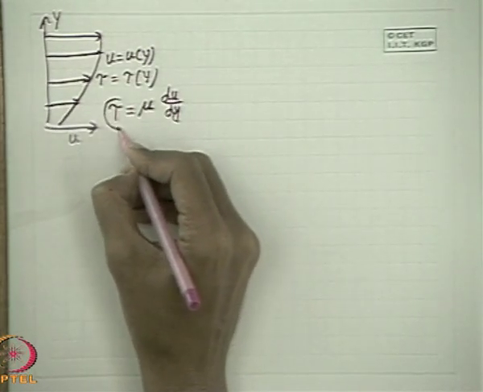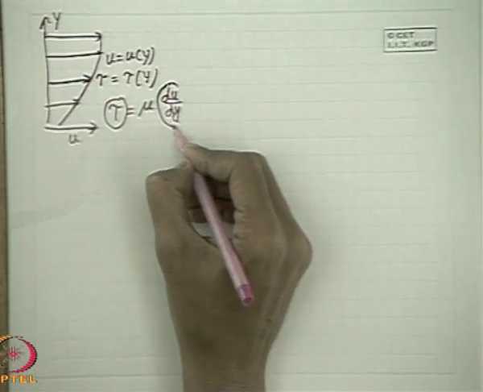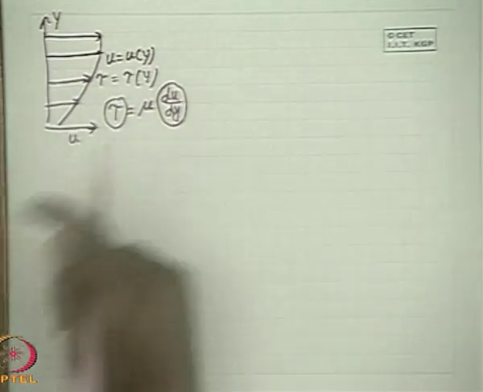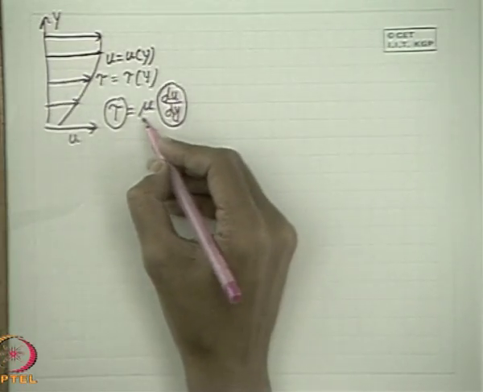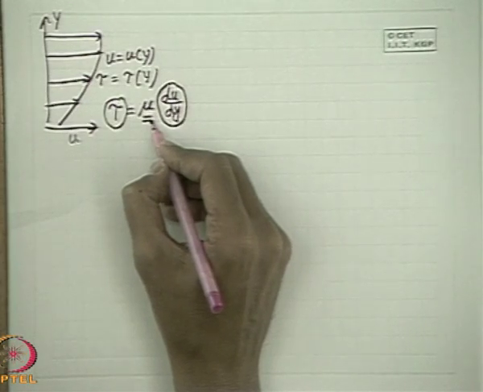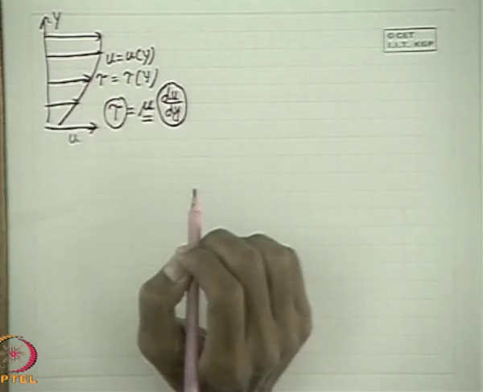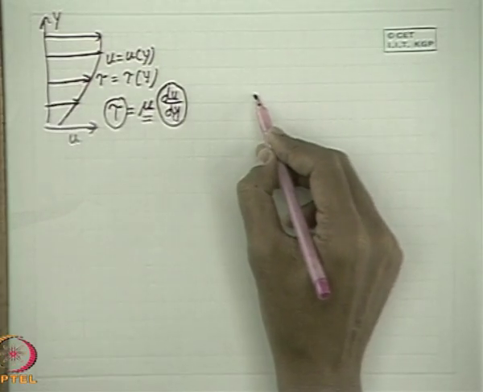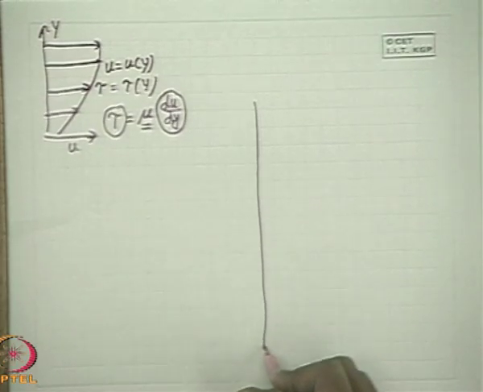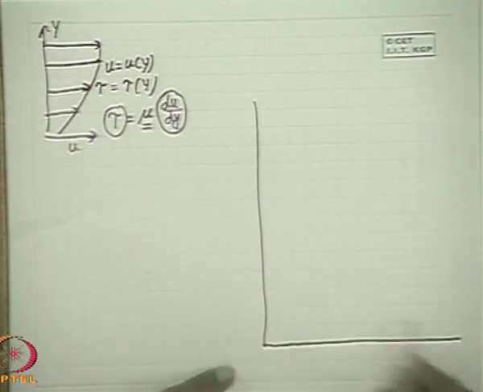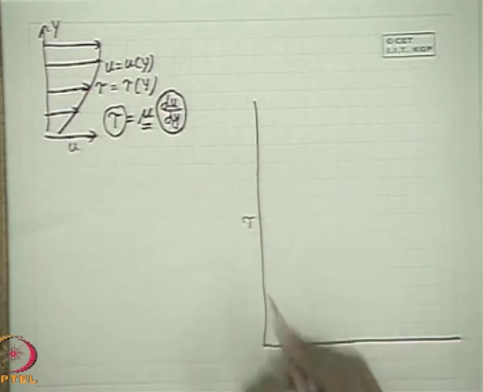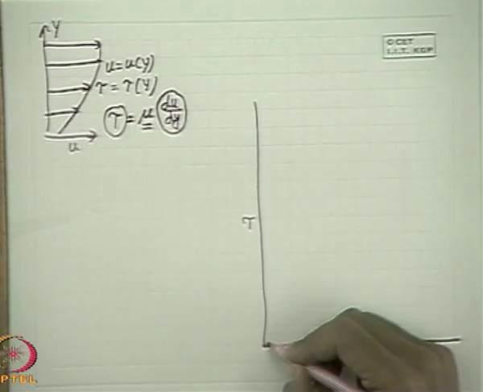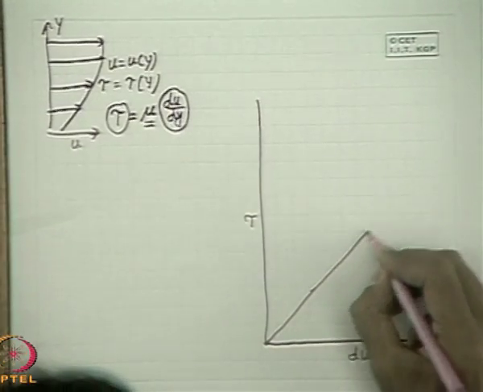So tau is the shear stress, and this is the velocity gradient in this type of problem, which is basically the rate of shear strain, which I will explain afterwards when we come to fluid kinematics. This constant of proportionality is known as viscosity, or the coefficient of viscosity. We also discussed that if we show this in a tau versus du dy plane, then this linear relationship is shown by a straight line like this.